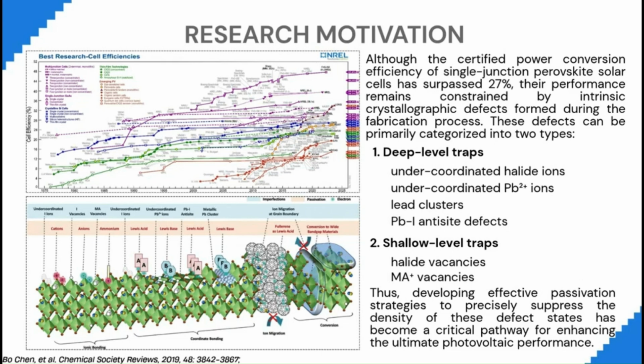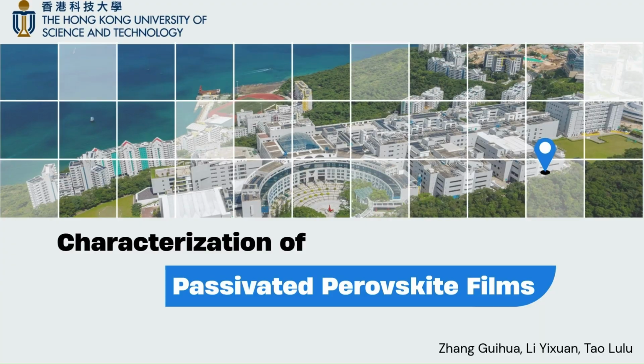These defects can be primarily categorized into two types. The first one is deep-level traps. It includes undercoordinated halide ions, undercoordinated Pb2+ ions, Pb clusters, and Pb-I antisite defects. And the second is shallow-level traps: halide vacancies and MA+ vacancies. Thus, developing effective passivation strategies to precisely suppress the density of these defect states has become a critical pathway for enhancing the ultimate photovoltaic performance.